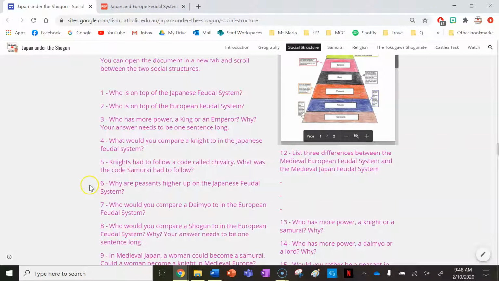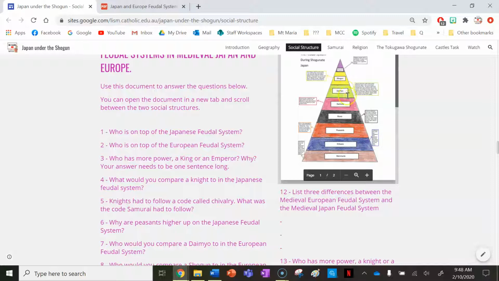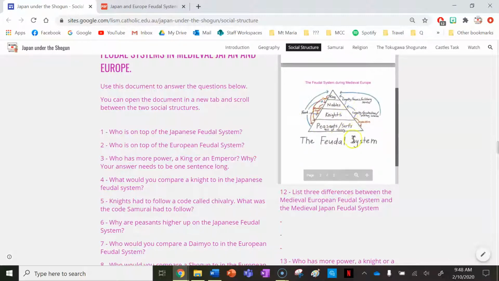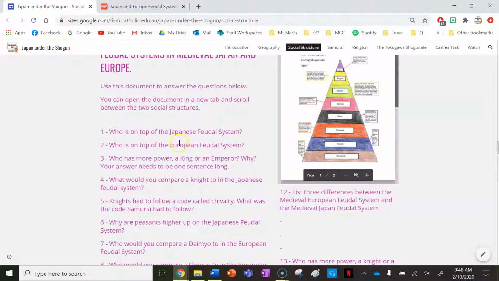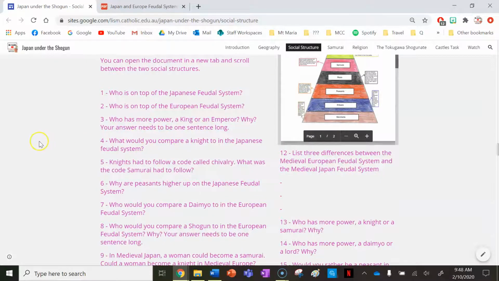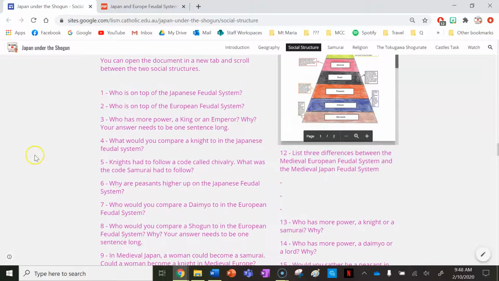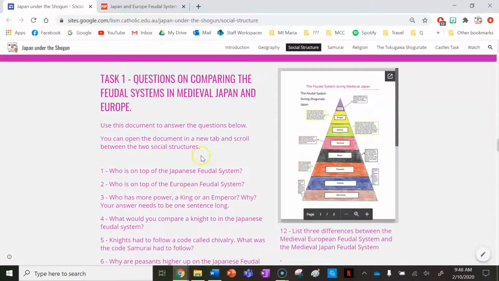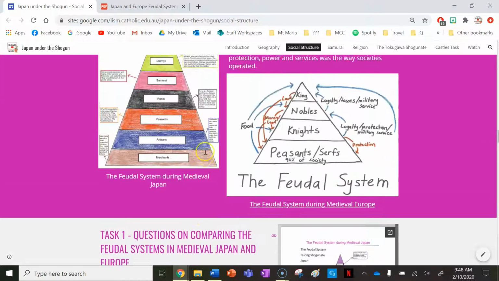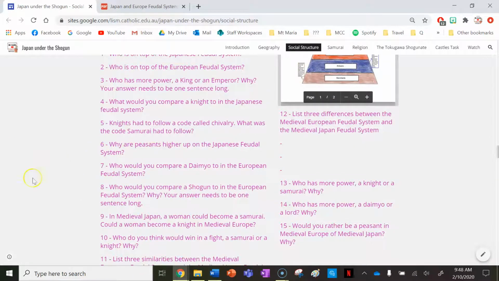Number 6, why are peasants higher up on the Japanese feudal system? Peasants were more respected. So you could argue that the Japanese feudal system is more based on honour and respect rather than the medieval feudal system. Number 7, who would you compare a daimyo to in the European feudal system? I would compare a daimyo to a noble lord in the European feudal system.